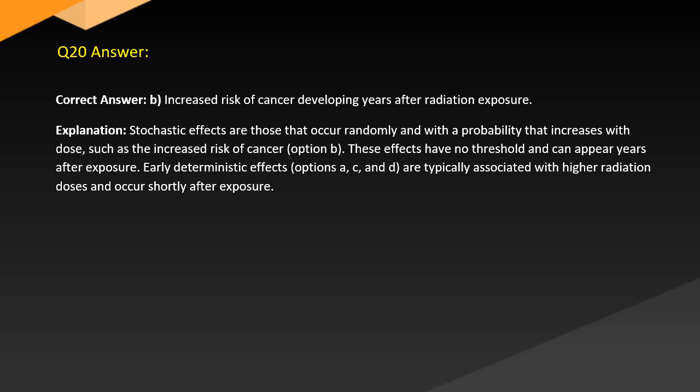Answer. Correct answer B. Increased risk of cancer developing years after radiation exposure. Explanation. Stochastic effects are those that occur randomly and with a probability that increases with dose, such as the increased risk of cancer, option B. These effects have no threshold and can appear years after exposure. Early deterministic effects, options A, C, and D, are typically associated with higher radiation doses and occur shortly after exposure.